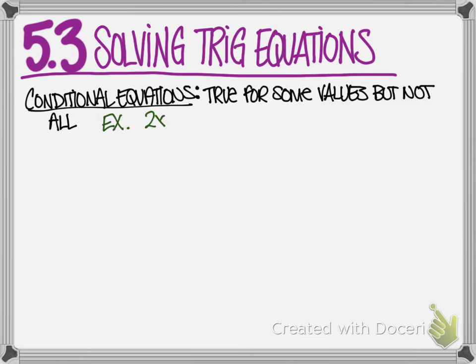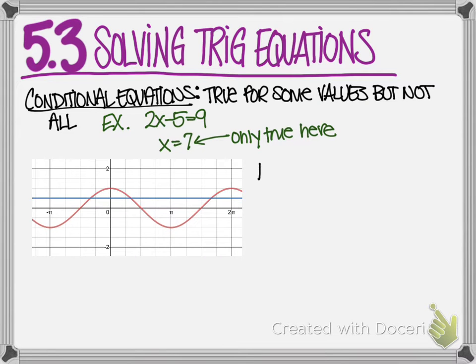So an example would be like 2x minus 5 equals 9. Right? This is only true when x equals 7. So we're used to seeing things like that. Trig equations, most of them follow along the same rules, but we might get more than one answer, right? And to show this, let's think about the graph.